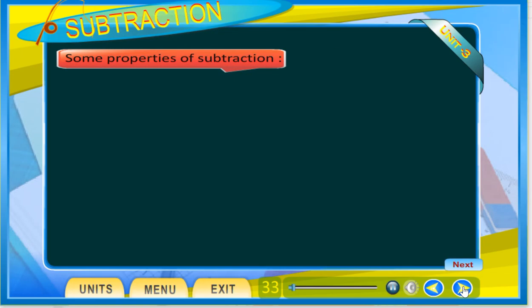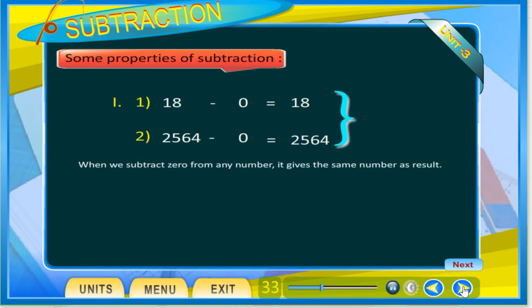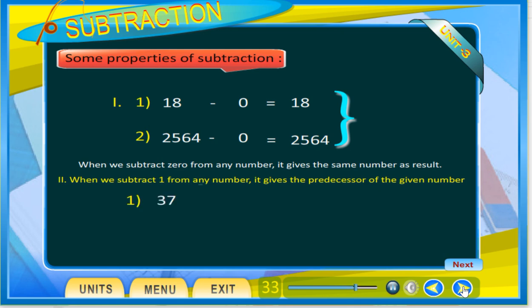Some properties of subtraction. 1. When we subtract 0 from any number, it gives the same number as result. 1. 18 minus 0 equals 18. 2. 2,564 minus 0 equals 2,564. 2. When we subtract 1 from any number, it gives the predecessor of the given number. 1. 37 minus 1 equals 36. 2. 4,567 minus 1 equals 4,566.